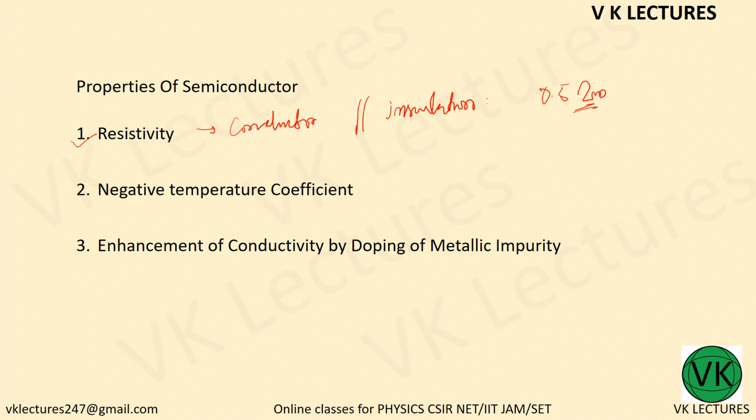As said, it is between conductor and insulator. Actually, a semiconductor at a very low temperature is an insulator. At a very high temperature, it is a conductor. We will discuss the temperature dependence, and it has a negative temperature coefficient.